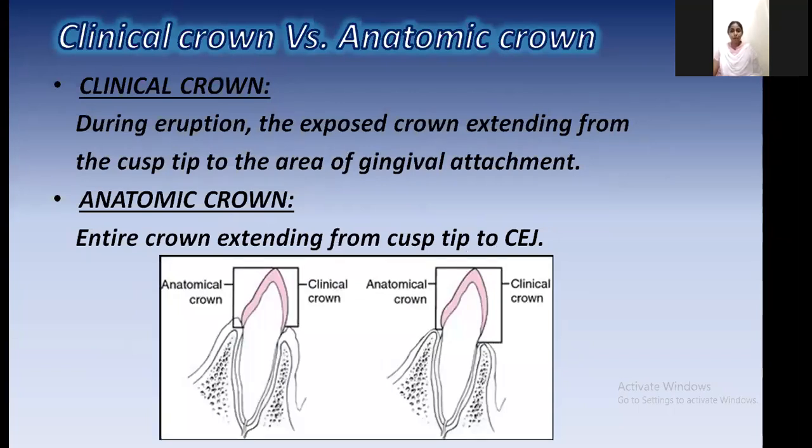Clinical crown versus anatomical crown. Now, this is a very often asked MCQ, so kindly pay attention. You can see in this image, this part is the clinical crown. That is the exposed crown extending from the cusp tip to the gingival attachment. It is so named because only this part we can see clinically. Anatomic crown is the entire crown extending from the cusp tip to the cemento-enamel junction.